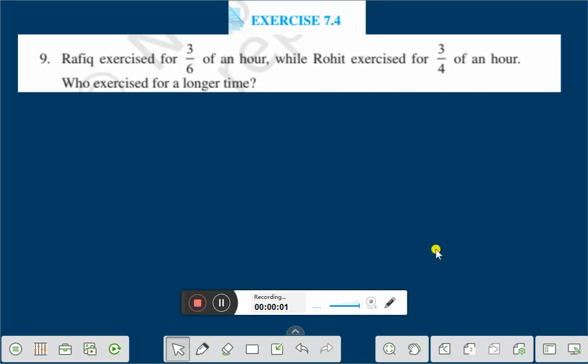Hello everyone. Today we shall discuss exercise 7.4 question number 9. Rafik exercised for 3 by 6 of an hour, while Rohit exercised for 3 by 4 of an hour. Who exercised for a longer time? Let us solve this problem.